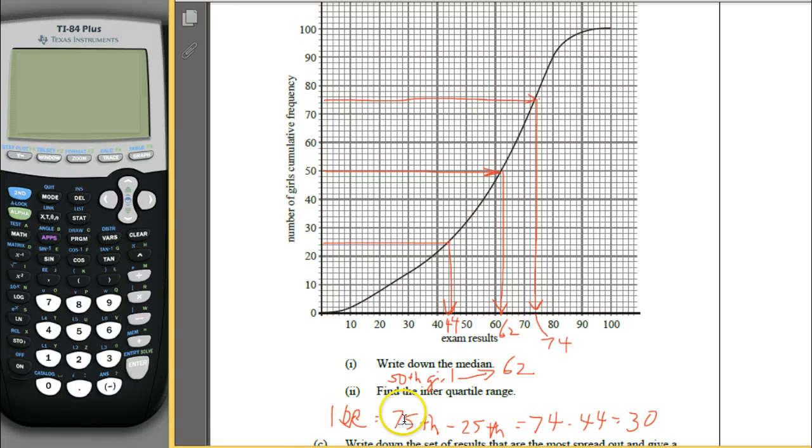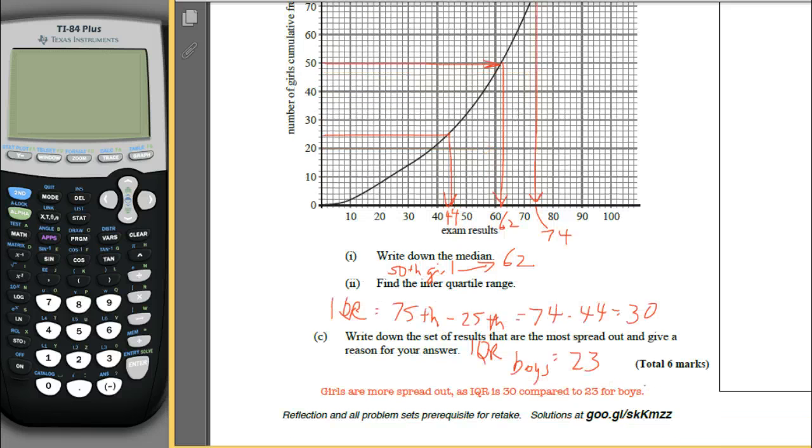The IQR would be the 75th student score minus the 25th student score. So the 75th student corresponds to which score? It corresponds to 74. And the 25th student corresponds to what score? It corresponds to 44. So to find the IQR in this case, I do 74 minus 44, and I get 30. Finally, it says, write down the set of results that are the most spread out and give a reason for your answer.